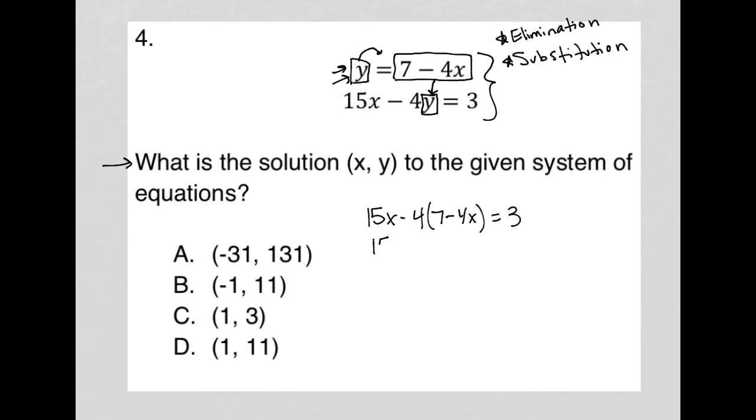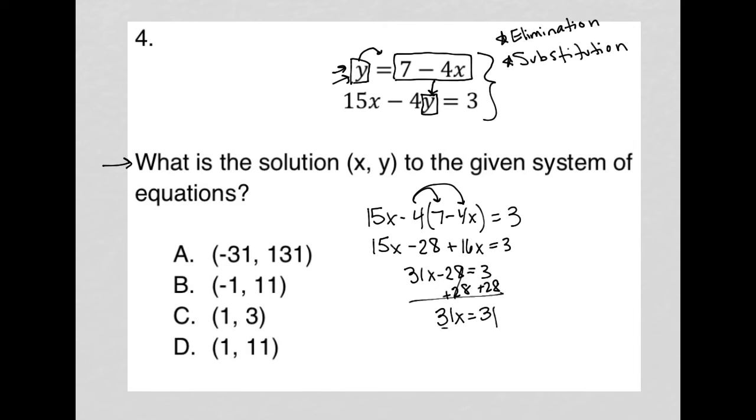I can simplify this further, so 15x, distribute this across, negative 4 times 7 is negative 28. Negative 4 times negative 4x is positive 16x equals 3. 15x plus 16x is 31x minus 28 equals 3. I can add 28 to both sides of this equation, and I'm left with 31x is equal to 31. So, of course, I can divide both sides by 31, and I'm left with x is equal to 1.